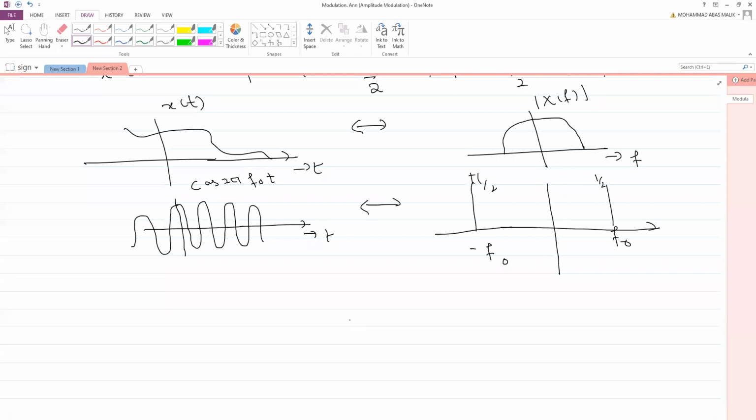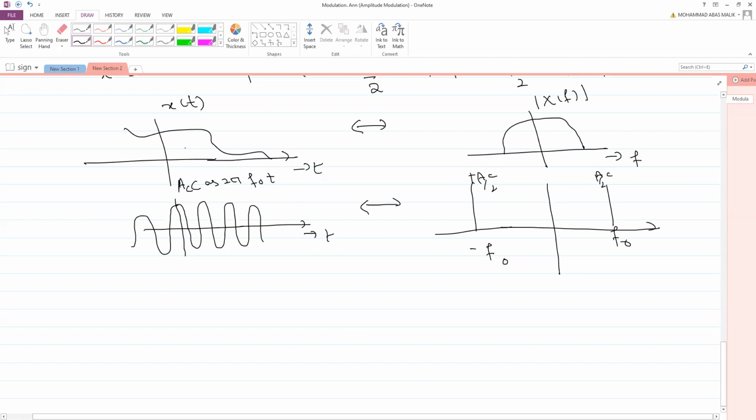Done? Because if there is amplitude AC, then you will get AC by 2, and this will also be AC by 2. We're done with this. We've already studied all these.